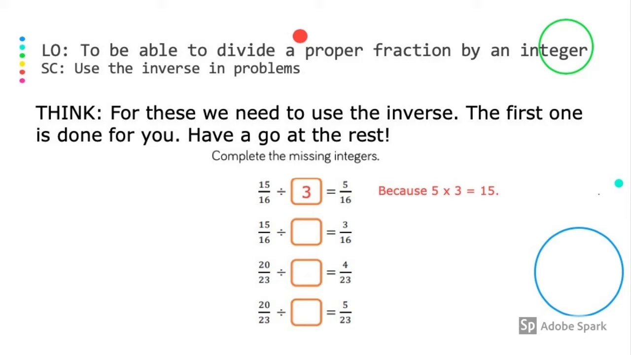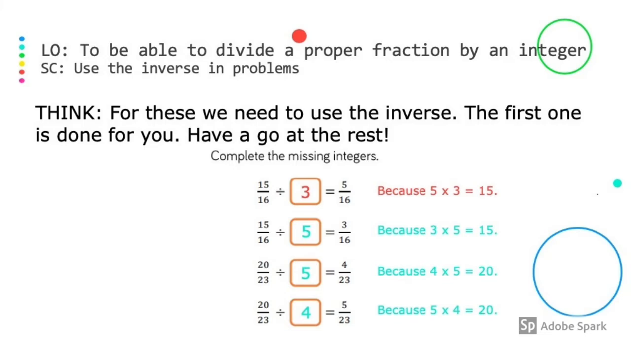Right, let's do a think and challenge ourselves. So for this question, we need to use the inverse. And I've already done the first one for you, so in a moment I want you to have a go at the rest. But let's have a look at this first one. So this first question is asking us, what do we divide 15/16 by to get 5/16? And what you need to do is multiply 5 by 3. And that's because 5 times 3 equals 15. Therefore, 15/16 divided by 3 equals 5/16. Pause the video now and try and have a go at these yourself.